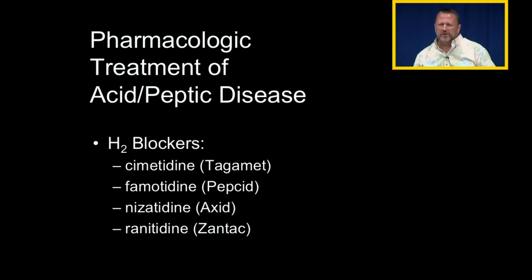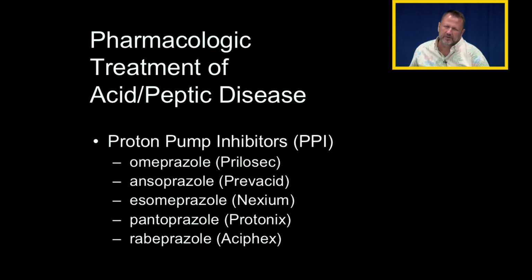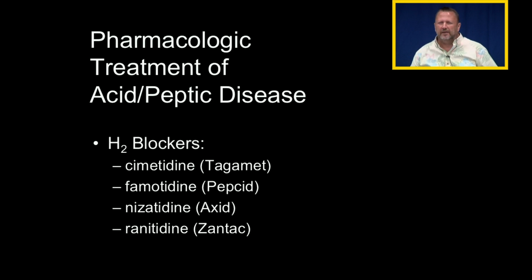In the old days, we used a lot of H2 blockers, and then when they came out with the proton pump inhibitors, they said, oh, well, we're never going to need H2 blockers ever again, and that's not the case. We still have uses for Tagamet, Pepsid, Axid, and Zantac. One of the manufacturers of Zantac, there's been a byproduct in it, and so it's been getting some bad press lately. But these are the H2 blockers.